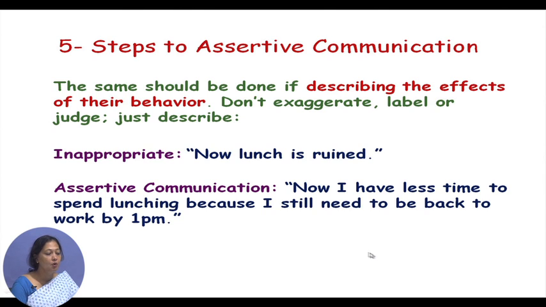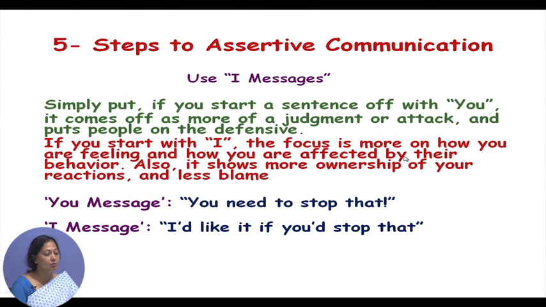So, in this case, what you are doing is describing the effects of the behavior of the other rather than labeling the behavior. Now, going to the next one, you will see it is important to use I messages. We were talking about this. If you start a sentence off with "you," it comes off as a judgment or attack, as I had mentioned. But if you start with "I," the focus is more on how you are feeling and how you are affected, but it is not apologetic.